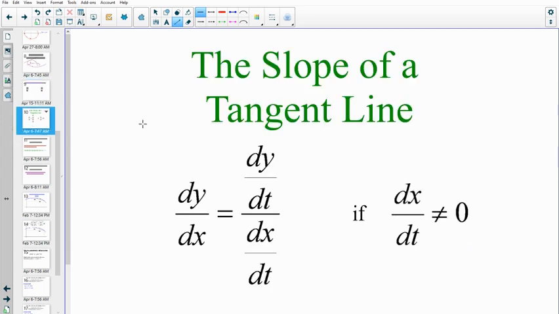The slope of a tangent line is still dy dx. But because y and x are both changing independently of each other with respect to time, how fast y is changing is dy dt, how fast x is changing is dx dt. So dy dx, the slope of a tangent line, is dy dt over dx dt. And the little caveat over here says that we have to be careful. If dx dt is equal to 0, if there's no horizontal motion, then we may have a vertical tangent line which doesn't have a slope, but that's old news. As long as dx dt is not 0, this will give us the slope of a tangent line.